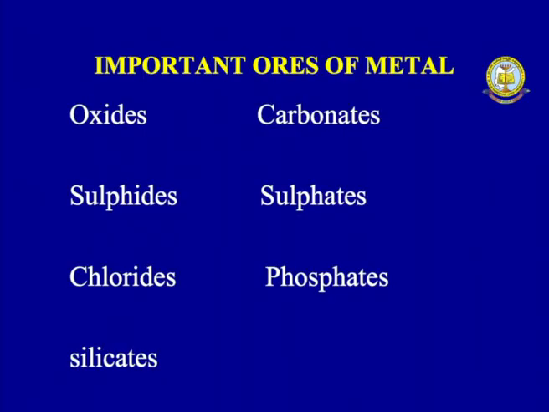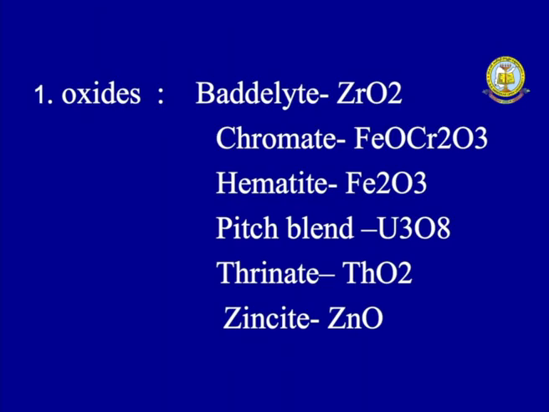Just now I told you about the different ores. You see the best examples: oxides, carbonates, sulfides, sulfates, chlorides, phosphates and silicates, etc. All are available in the earth crust. You see the best example for oxides, baddeleyite, ZrO2. Which metal is present here in ZrO2? Zirconium is the famous metal.